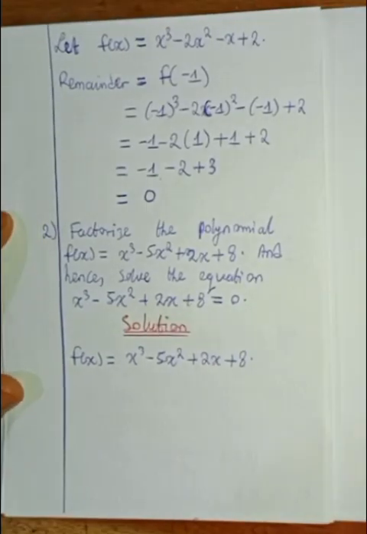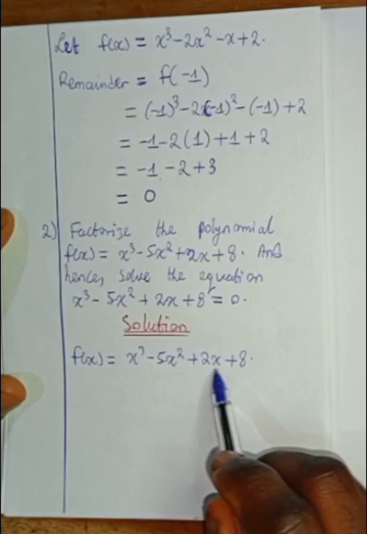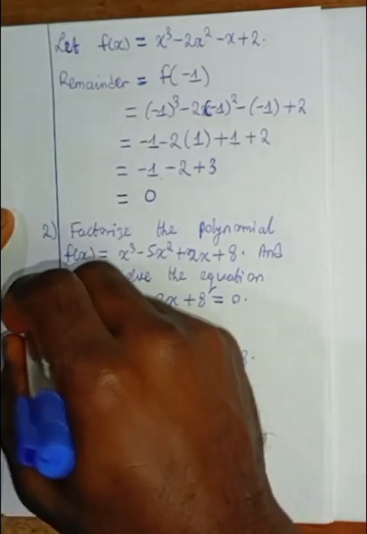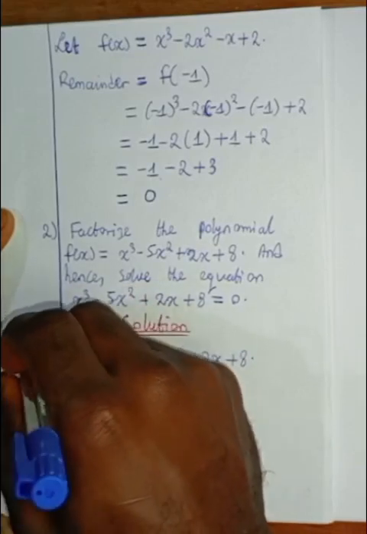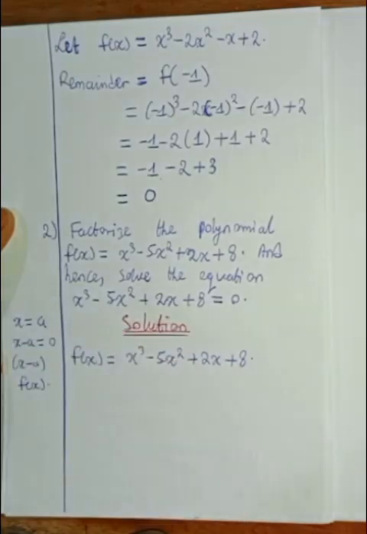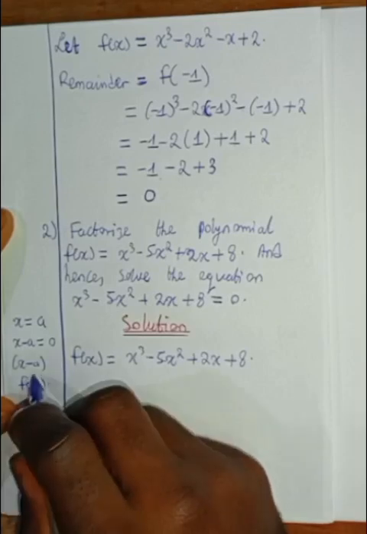First thing, we are going to start by looking for a value of e, that means a constant, such that when we replace x with that constant, the right hand side of this polynomial will be equal to 0. Now if x is equal to e, then x minus e is equal to 0. It simply means x minus e is a factor of the polynomial f of x. We are going to make use of the method of trial and error to get the value of e.